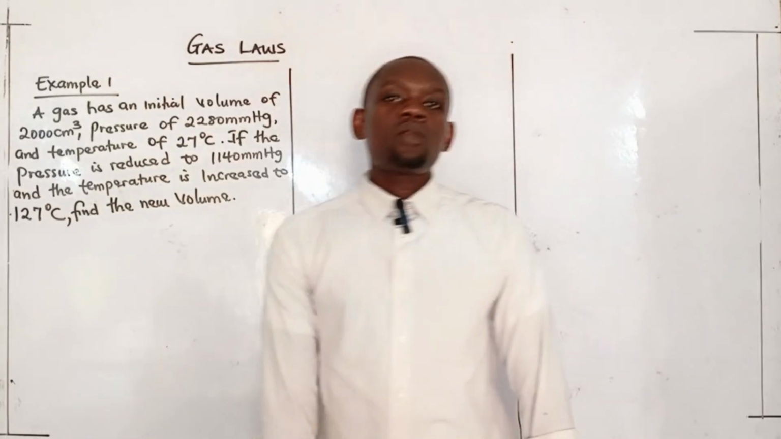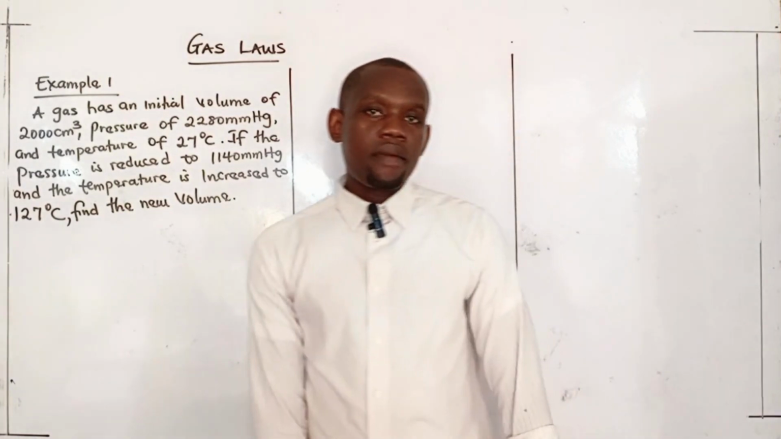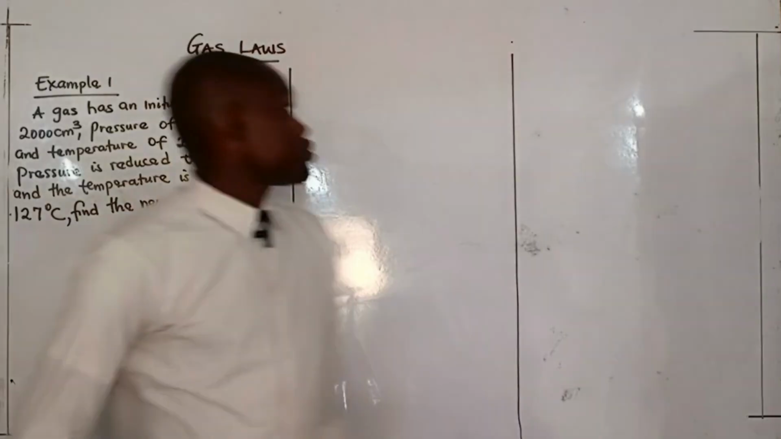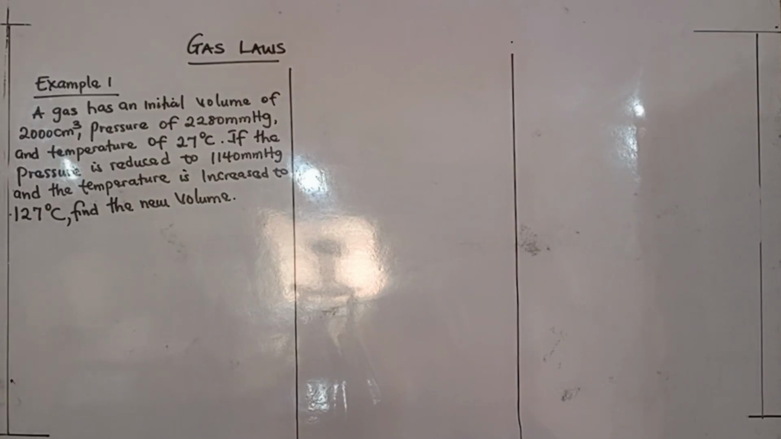Now let us take a look at our first question on the general gas equation. If you look at the board, the question is: a gas has an initial volume of 2000 cm³, pressure of 2280 mmHg, and temperature of 27 degrees Celsius. If the pressure is reduced to 1140 mmHg and the temperature is increased to 127 degrees Celsius, find the new volume.